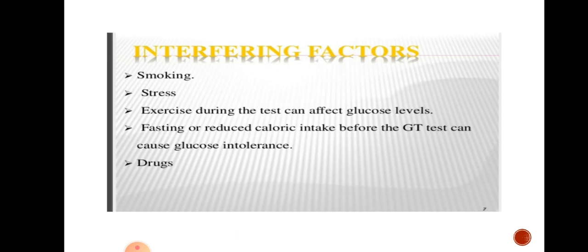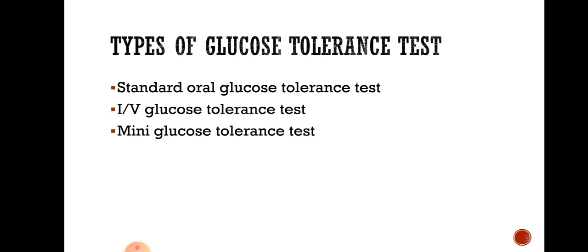Interfering factors: smoking, stress, exercise during the test, fasting or reduced caloric intake before the glucose tolerance test, and drugs. These all interfere with the results of the glucose tolerance test. Types of glucose tolerance test: standard oral glucose tolerance test, which is known as OGTT, IV glucose tolerance test, and mini glucose tolerance test.